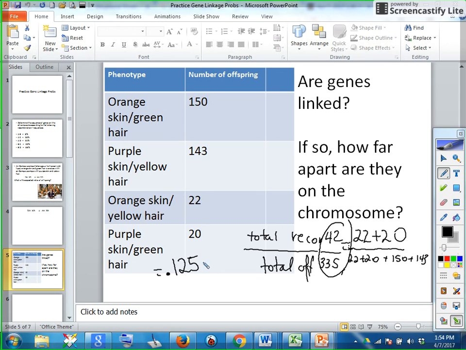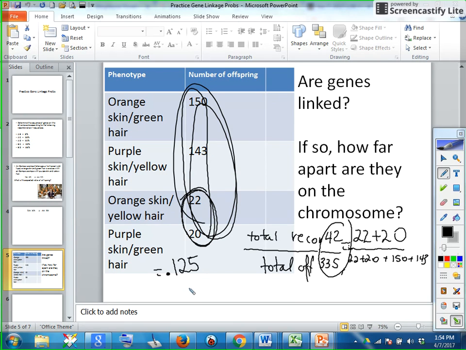Okay. And all we did is we took the number of recombinants, these are the ones that don't look like the parents, divided by all of them. Okay, the whole total. This tells us that crossing over happens 12.5% of the time. That also means that the distance between the orange skin gene and the hair gene are 12.5 map units. Okay, so we can round 0.125 to be like 12.5%.